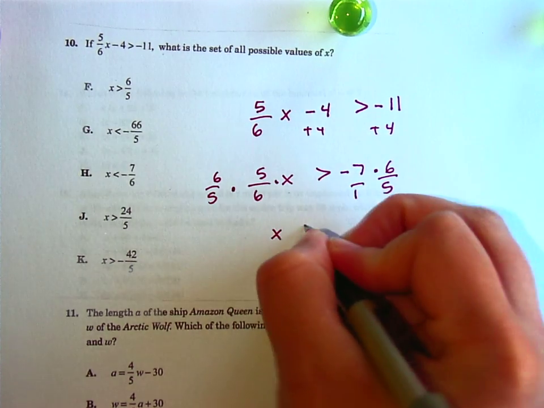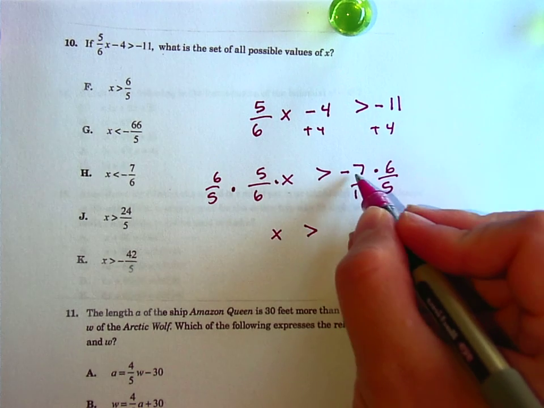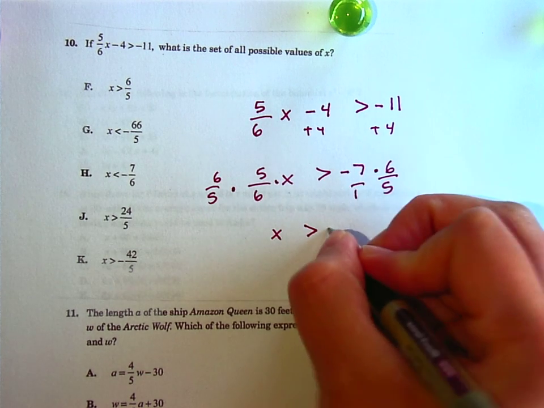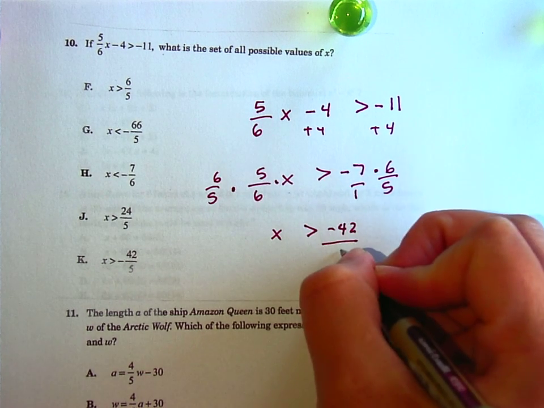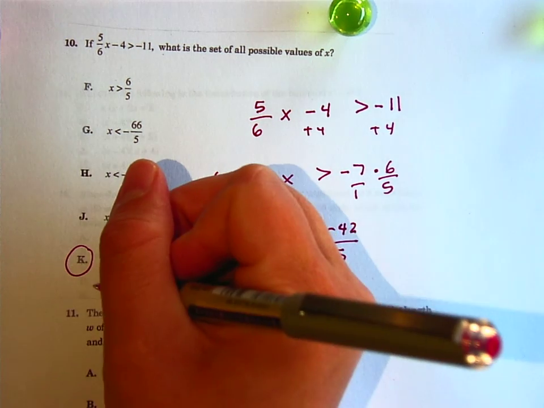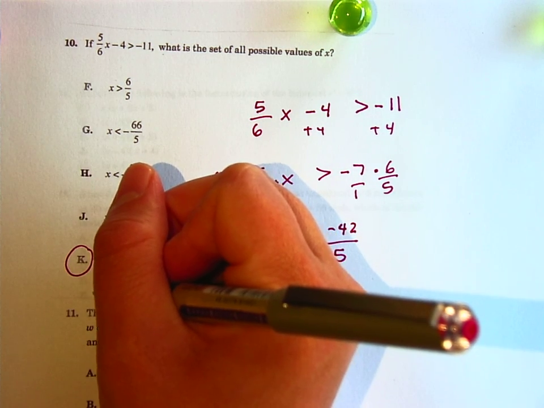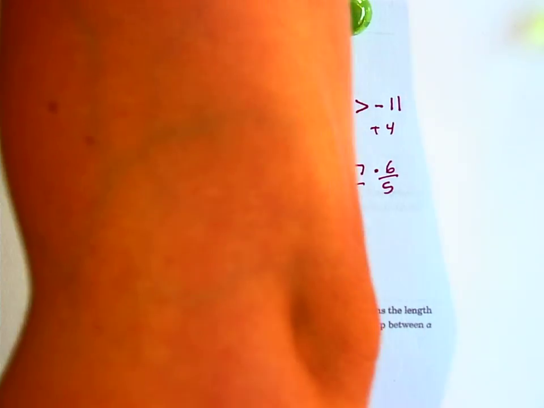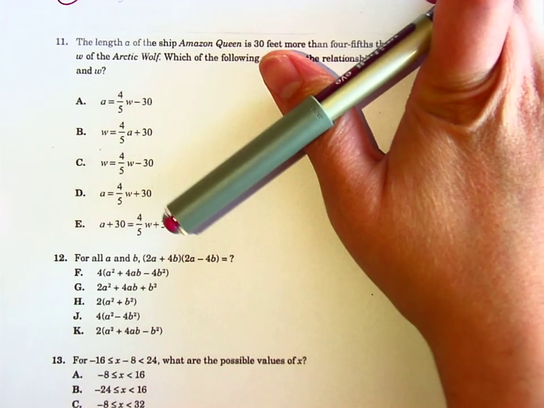Okay, so I have x is greater than, on the top is -7 times 6, which is -42. And on the bottom is still 5, which is K. Let's make sure that's right. Yep. Okay. I guess now I'm 2/3 done.